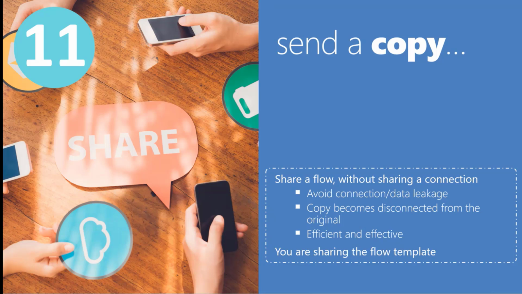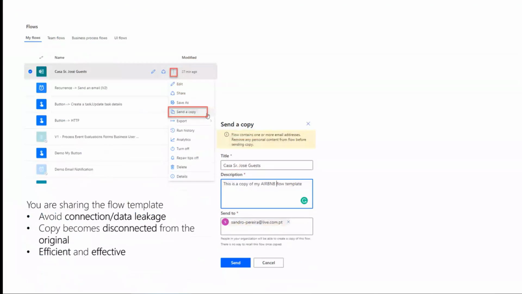Basically, it's the same as when you are creating a flow and you have the option to create based on a template. This is basically the same, okay? So again, it's quite easy. You go to your flows, three dots, send a copy, provide a description and an email address of your friend, and you send a copy to that friend.